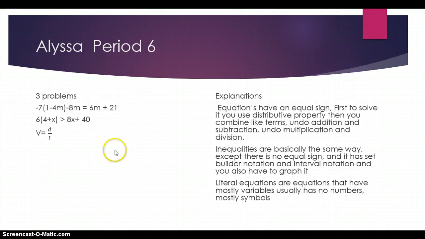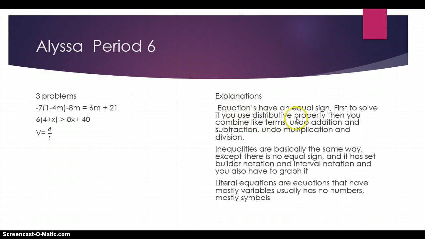This is my title slide, my 3 problems. -7 times the quantity of 1 minus 4m minus 8m equals 6m plus 21. 6 times the quantity of 4 plus x is greater than 8x plus 40. V equals d over t.